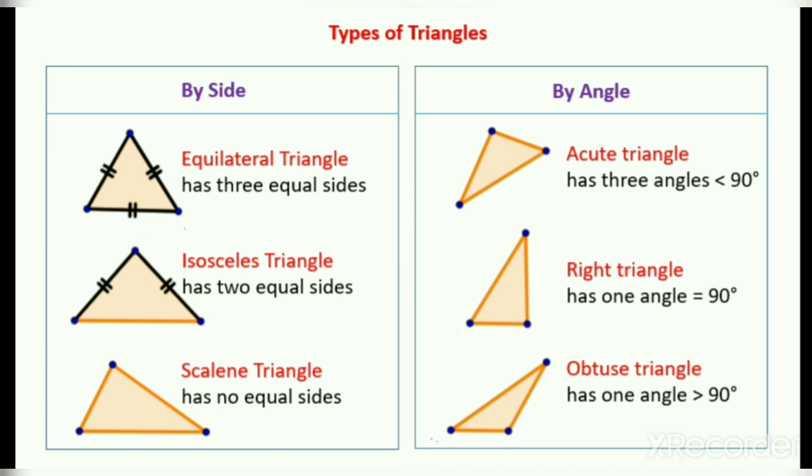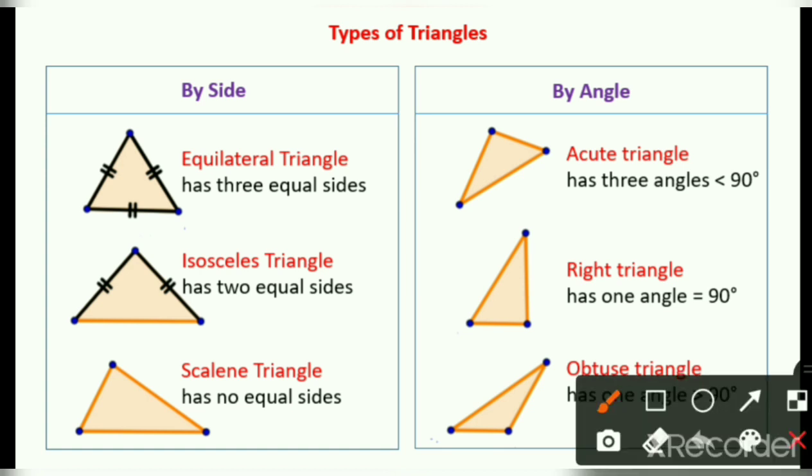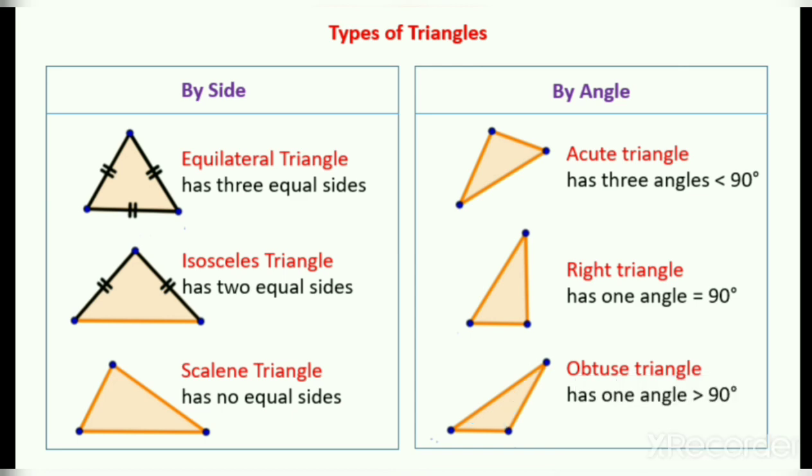Next one, obtuse angle triangle. Obtuse angle triangle means it has one angle greater than 90 degree. We know obtuse angle means greater than 90 degree. So if any one angle is greater than 90 degree, we call it an obtuse angle triangle. In this triangle given, which angle is greater than 90 degree? This angle is greater than 90 degree, and these two are less than 90 degree. So if one angle is greater than 90 degree, we call it an obtuse angled triangle.